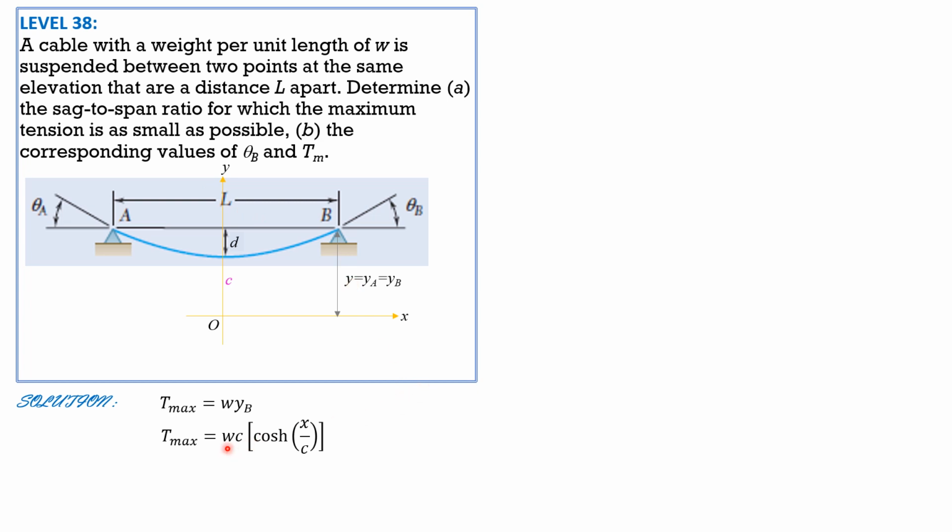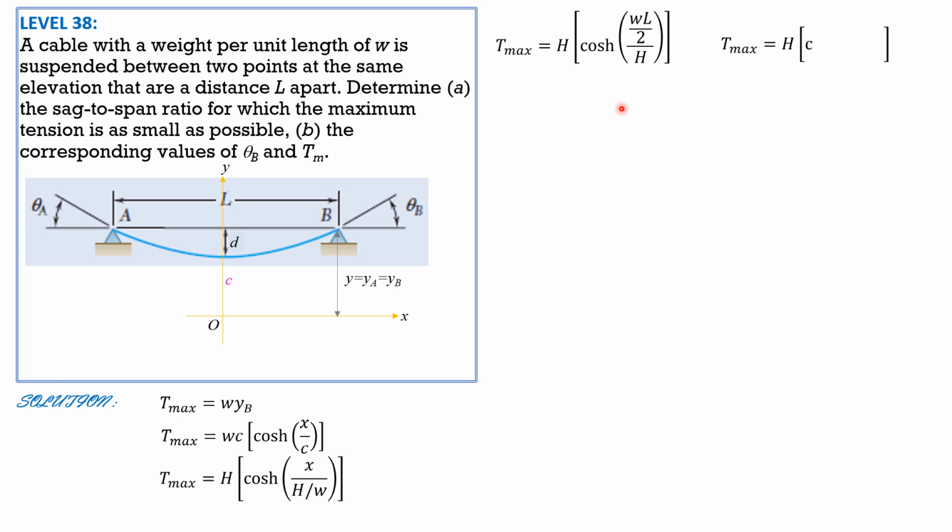Take note that the product of the uniform weight of cable per meter times C is big H, the horizontal component of tension at any point on the catenary. So we replace this by H, and C is H over W. So T max equals big H cosh of X over H over W. Simplifying, T max equals H cosh of W times L over 2 over big H. Simplifying further, T max equals big H times cosh of WL over 2H.